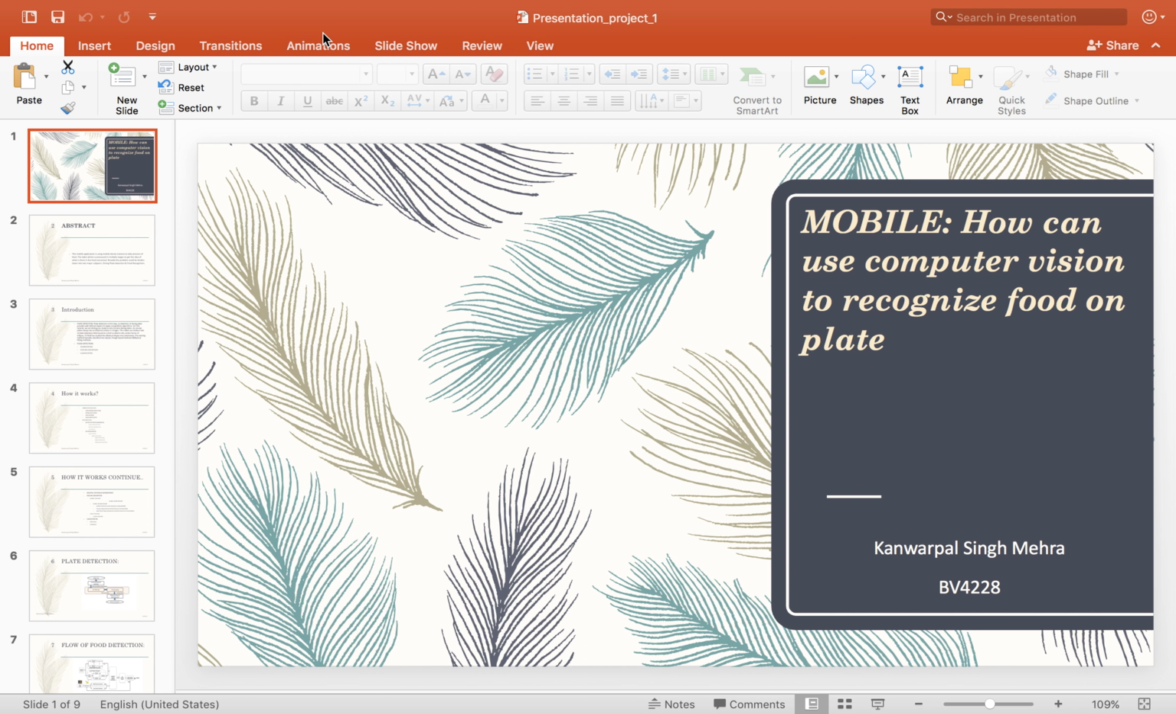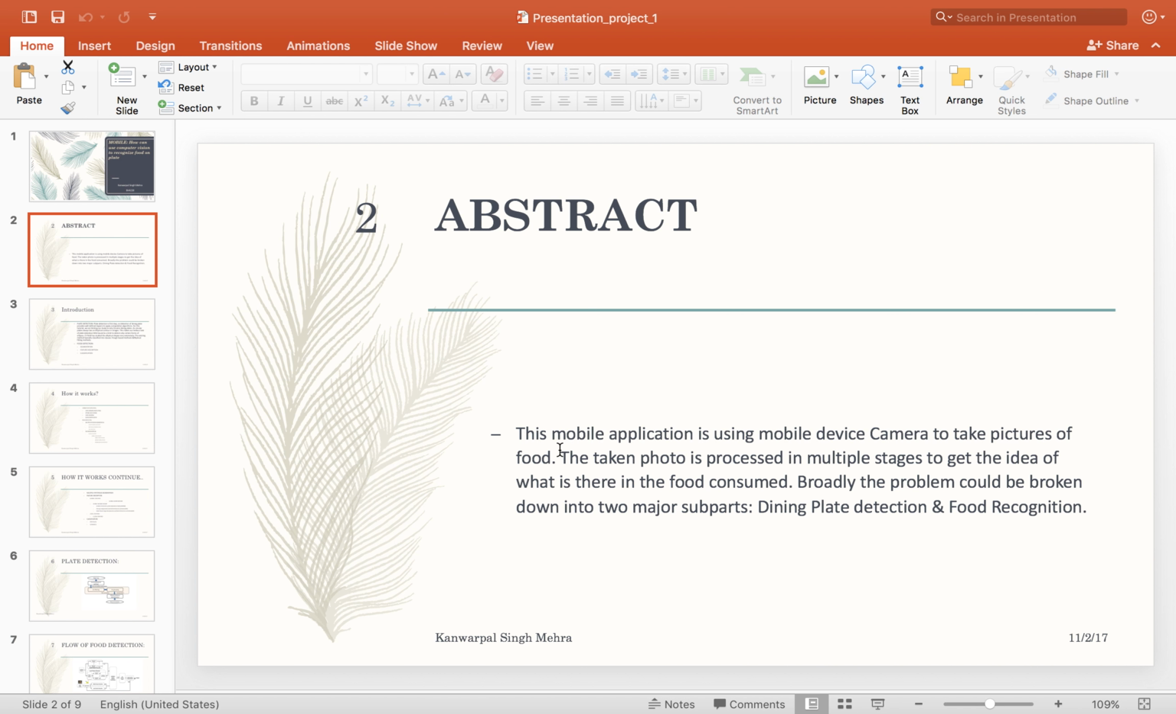I made my project on a mobile app where I'm using computer vision to recognize food on a plate. My basic aim was to make an app which can take images of your food and tell you what you are eating. I divided my problem into two tasks because I consider that more than 90% of our intake comes from our major meals, lunch and dinner, which we are for sure taking in a proper manner.